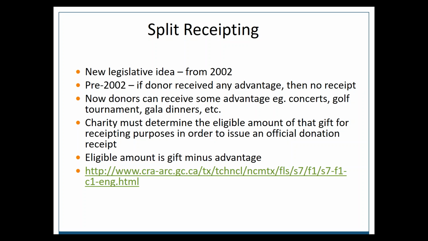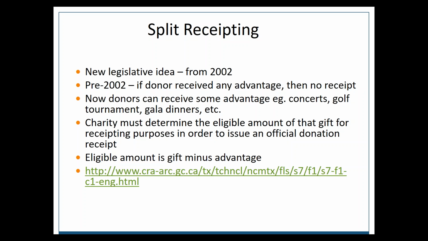Now, I want to talk about something called split receipting, which has been around since 2002. Most people who are on this webinar are probably quite familiar with it, but they might not know the term split receipting. Essentially, it is the ability to work out if there's an advantage, what that advantage is, and to subtract that advantage. If you're going to, for example, have a golf tournament and someone pays $250, they don't get a receipt for $250. You have to work out all the various benefits that they're getting, the cart, the fees, the food, the prizes, everything, and then you subtract that from the amount.